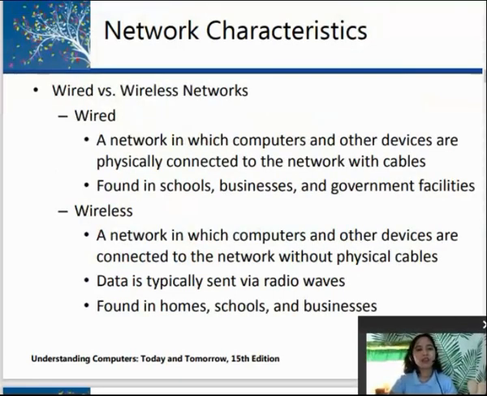Aside from that, networks can also either be wired or wireless. Wired means that devices are physically connected, through cables, usually found in schools, businesses, and government facilities. Then there are wireless networks, in which devices are connected through wireless signals, meaning there are no physical cables. Wired networks are usually found in businesses and some homes, while wireless networks are becoming very common in both businesses and homes and are frequently found in public locations to provide a wireless connection to the internet. Typically, for wireless, data is sent via radio waves.